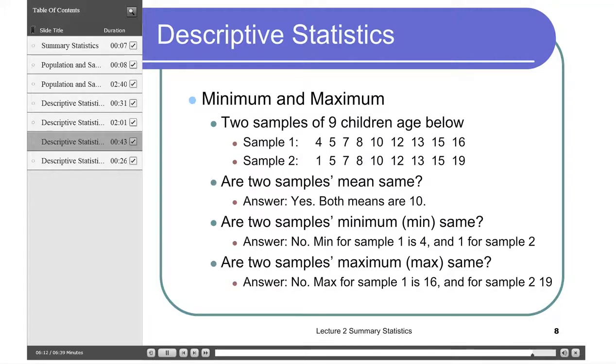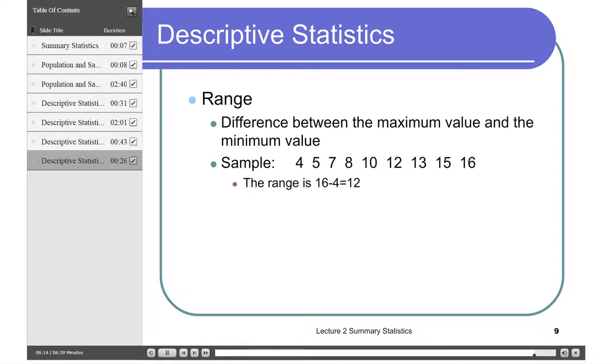We've already talked about how to calculate the average of a bunch of numbers, but you also want to be able to talk about how much spread there is in a data set. And one way to calculate the spread is using the range. The range is a simple idea. It's simply the difference between the minimum and maximum values. So you're going to take the maximum value, in this case 16, and subtract the minimum value, in this case 4. 16 minus 4 is 12, so the range is 12.